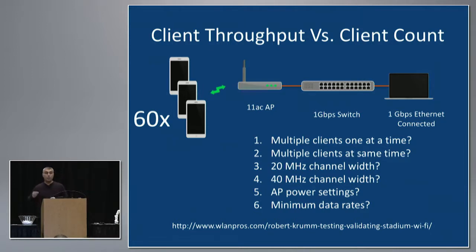Then go back, tweak one setting where you may change the channel width from 20 to 40 and repeat that test again to see if the 60 clients have a better per client data rate or not. And then you can go into vendor-specific settings like airtime fairness, some other things, and see how their settings compare to other vendor products using the same type of methodology.